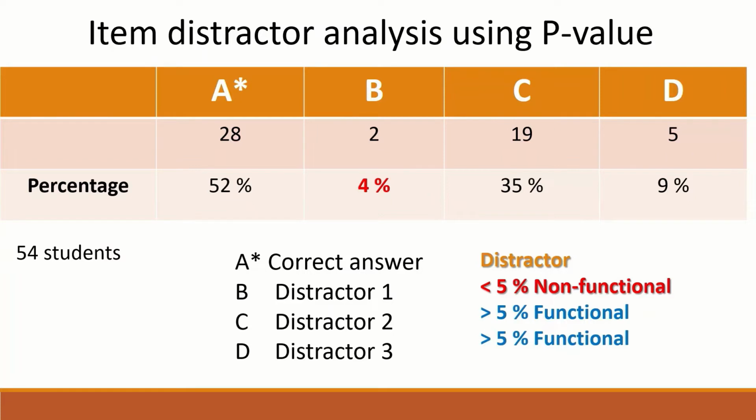As we can see, distractor B is selected by less than 5% of the students, so it is non-functional and useless. However, distractors C and D are selected by more than 5% of the students, thus they are functional and effective.